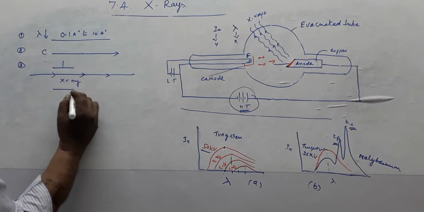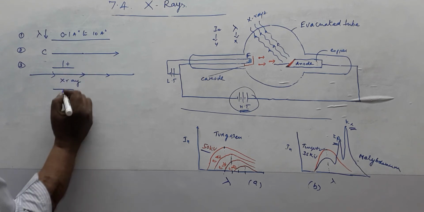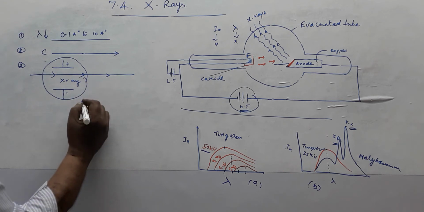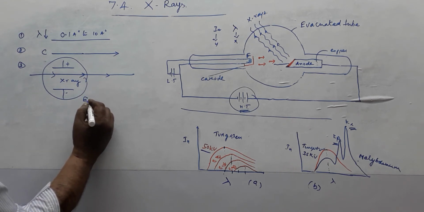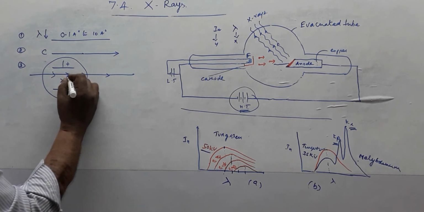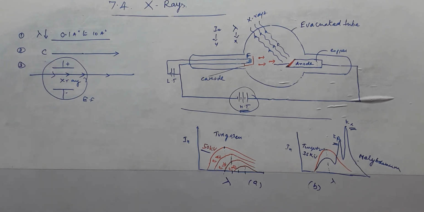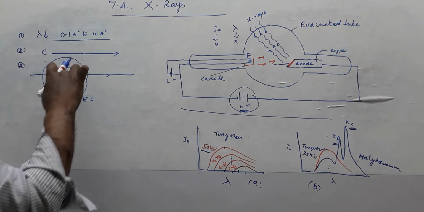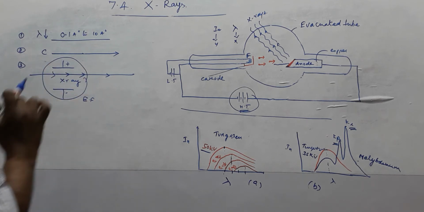When you are applying, this is called positive and this is called negative. Here you are applying an electric field. Then the path will not be changed. That means this X-ray will not be affected by the electric field.